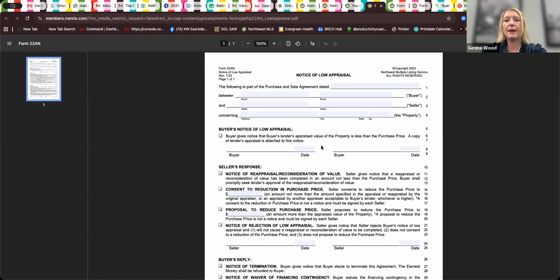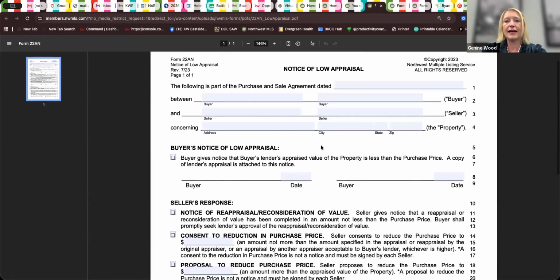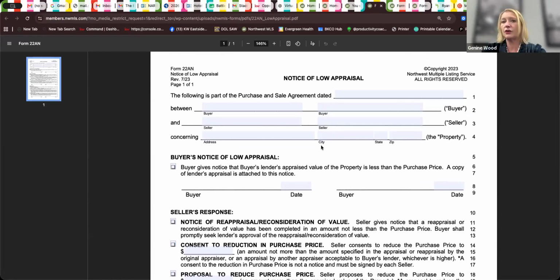Notice of low appraisal. Within 3 days of the buyer learning they're not going to get financing, that they're not going to appraise at value, you need to check the box: Buyer gives notice that the buyer's lender's appraised value of the property is less than the purchase price. A copy of the lender's appraisal is attached to this notice.